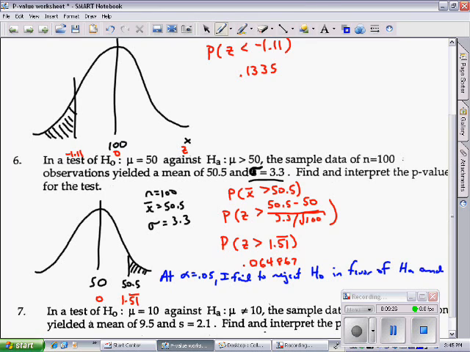And therefore I continue to believe the original mu. If I had some context for what mu meant, I would say the average number of CDs sold by Hastings in a week is 50, or whatever it was.